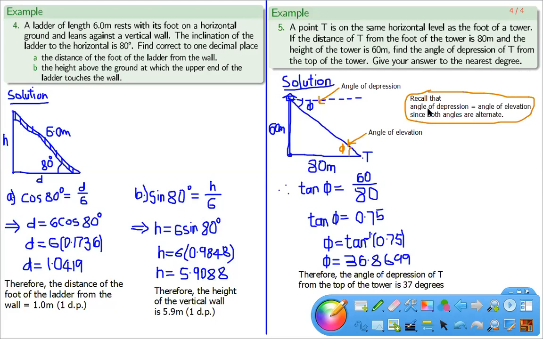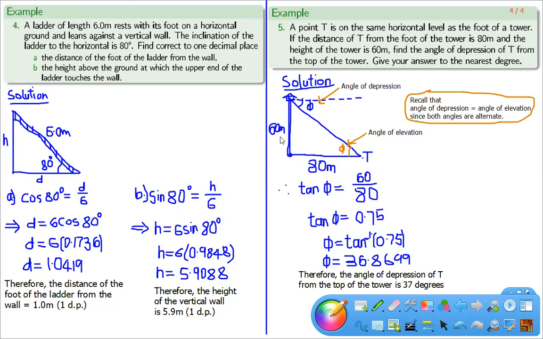But we know that the angle of depression is always equal to the angle of elevation. Why? Because the two angles are alternate. So since this angle is alternate to this, therefore the angle of depression is equal to the angle of elevation. So if I go ahead and solve for the angle of elevation, indirectly I've solved for the angle of depression. Does that make any sense? All right, now we're given the distance from the foot of the tower to point T as 80 meters, while the height of the tower itself is 60 meters.